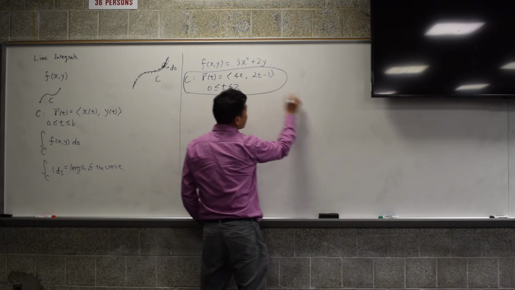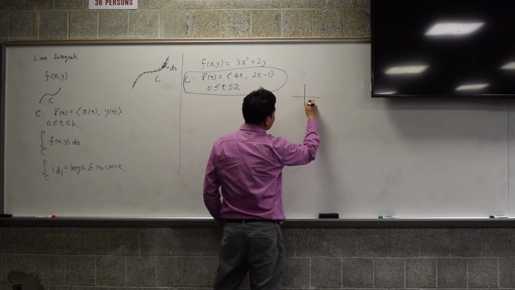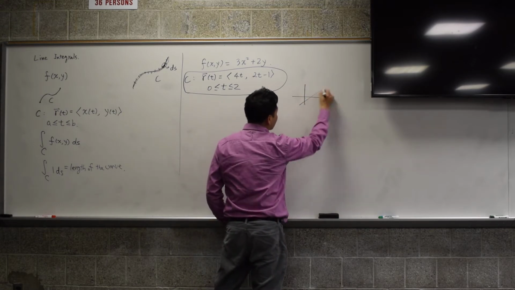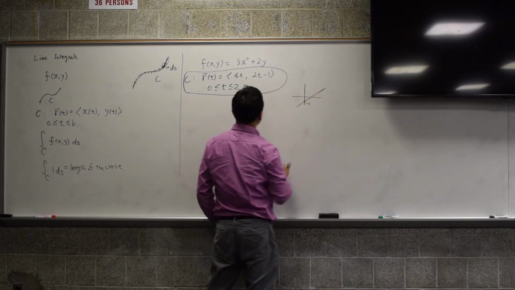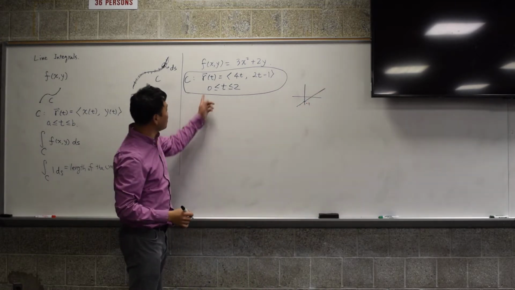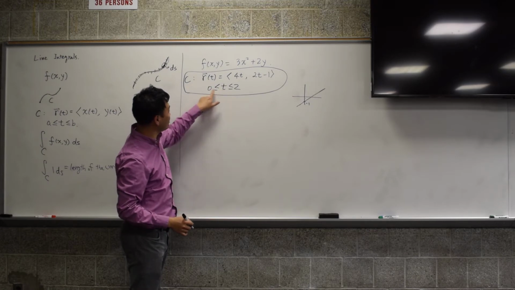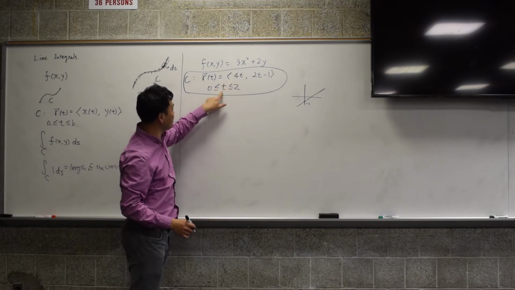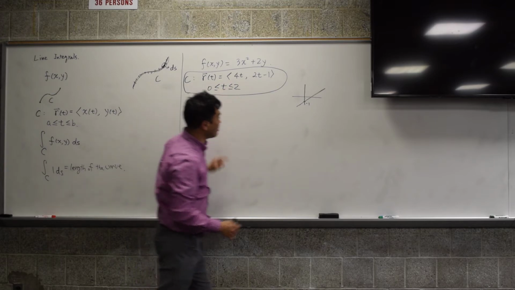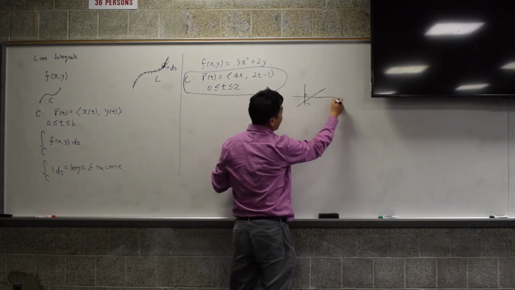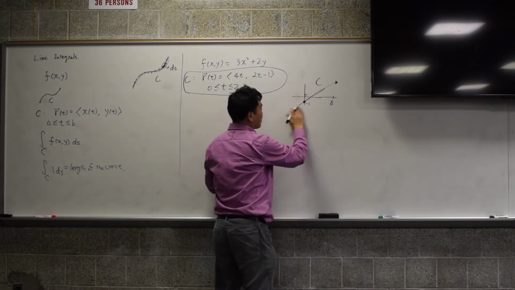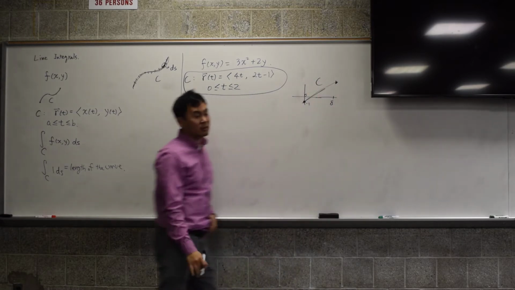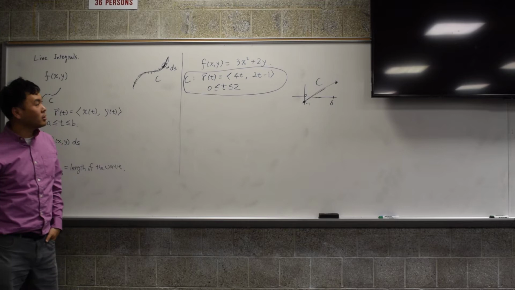So if you actually drew this, you're going to get the line that's like this. Slope 1/2, like that. And t goes from 0 to 2. What does that mean? t is 0, that means x is 0, and t is 2, that means x is 8. So it's from 0 through 8. So that's what we call our curve C. Okay? From here to there.